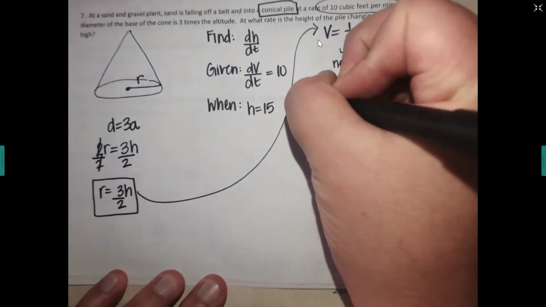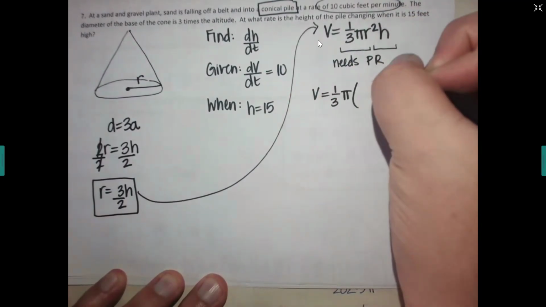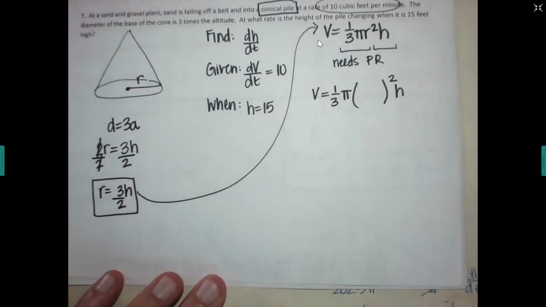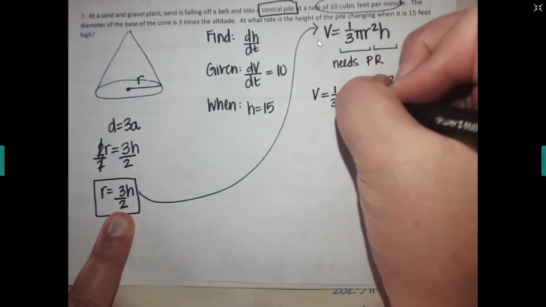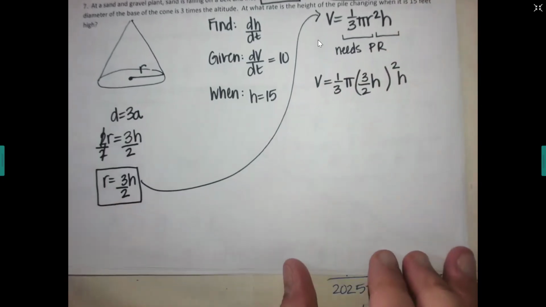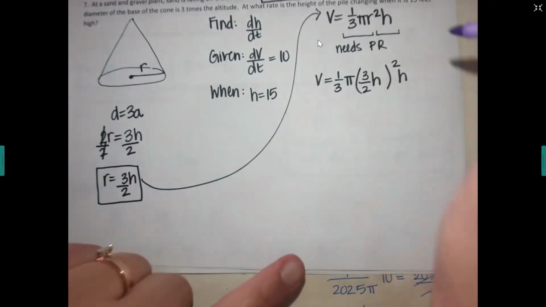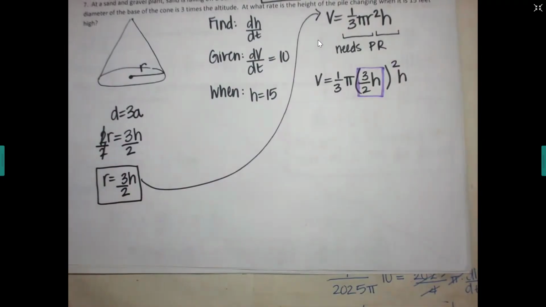So V equals 1/3 pi r squared h. And then in the r position, I'm going to put this little guy, the 3/2 h. Let's do the number part first. What is 3/2 if you square it? Because we have to square both of these. So square the top and the bottom.